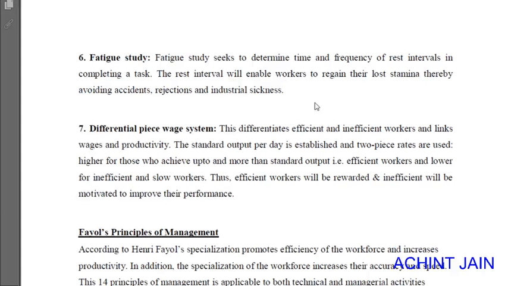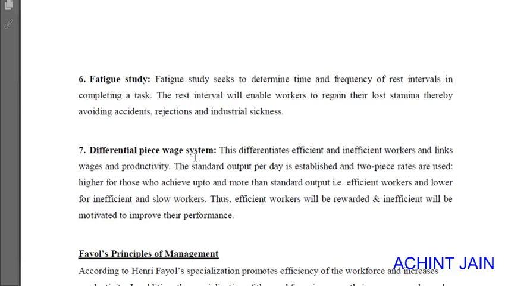The last technique of scientific management is the differential piece wage system. To understand this term, it refers to a system in which efficient and inefficient workers are paid at different rates. According to Taylor, financial incentives act as motivators, and the scope of extra earnings motivates the worker to put in extra effort. So, Taylor developed the concept of the differential piece wage system.